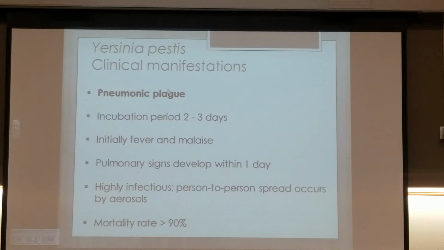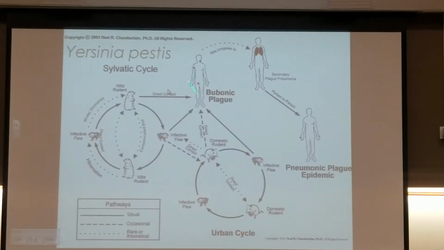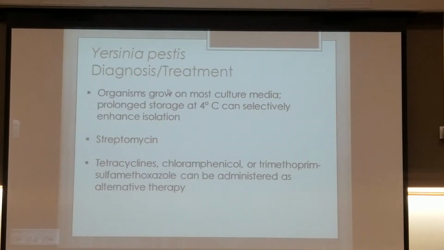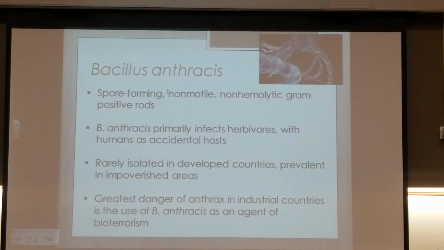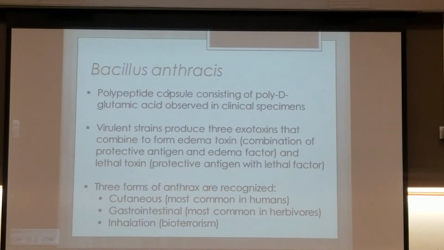We're happy. Excellent. So, pneumonic versus bubonic, and basically sylvatic versus urban is what you need to know for the plague. Bacillus. Again, what's key about bacillus, it's got this glutamic acid polypeptide capsule, quite frequently it's polysaccharide, so that makes it different. Know the exotoxins that are produced, and know this right here, the most common forms of anthrax.